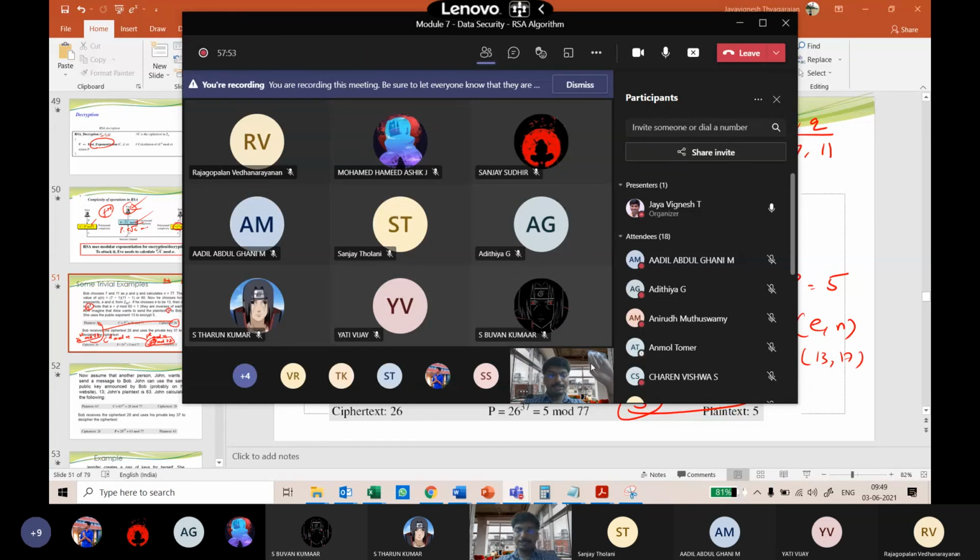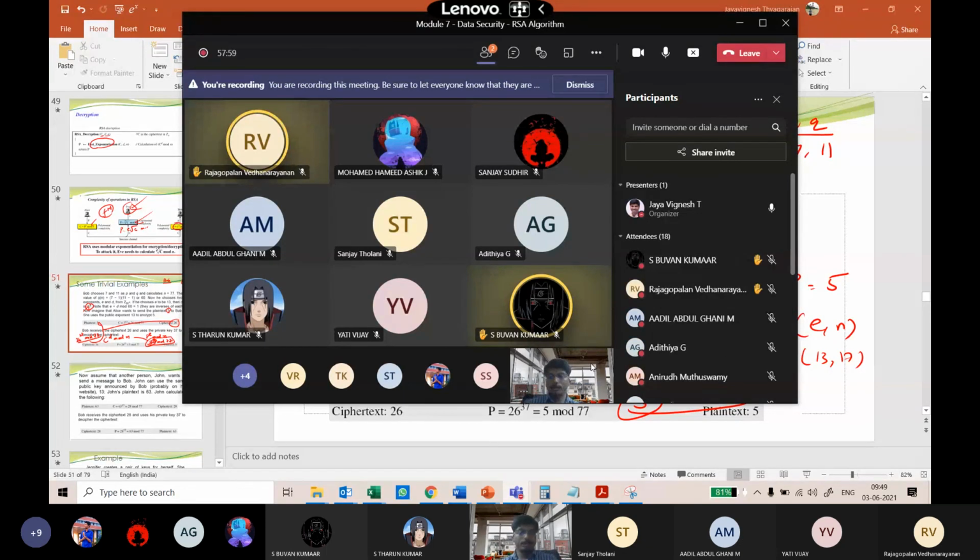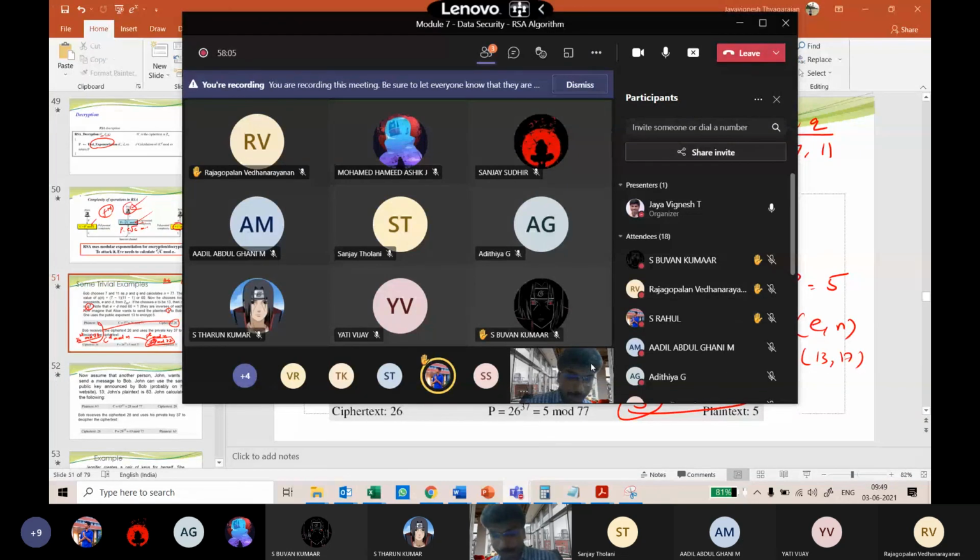How many are able to understand RSA? Some positive voices, those who have understood the RSA algorithm, right? The only key now is to understand how fast exponentiation works and how the multiplicative inverse works. Okay, 3 of you have understood. Can I take it like that? Partly, how many have understood?